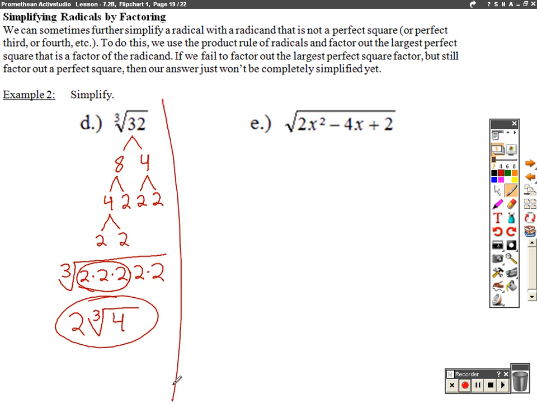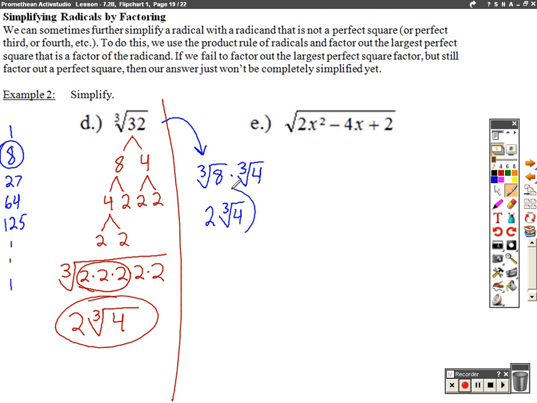Doing it the other way, you would have to find the largest perfect cube that is a factor of 32. So what are our perfect cubes? Know your list. 1, 8, 27, 64, 125, and so on. The largest perfect cube that goes into 32 evenly is 8, 4 times. The cube root of 8 is 2. You're left with 2 times the cube root of 4. You get the same thing, but again, it was just the 2 steps.